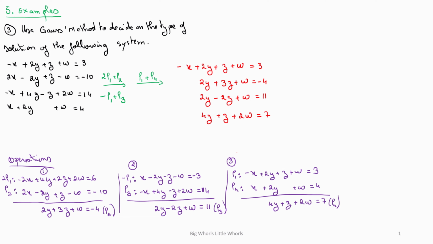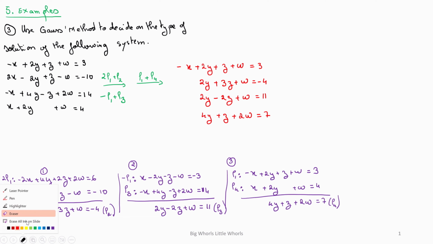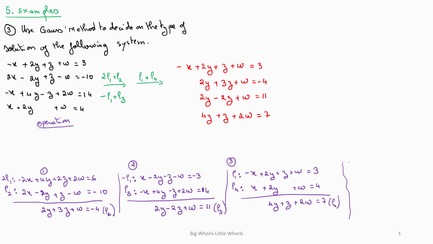Okay, so now let's continue with the operations. We don't have enough space, so maybe I will do it somewhere here. Let me get rid of these word operations. Let me do the fourth operation here. Now we are going to use the y in row 2 to eliminate the y's in row 3 and row 4.